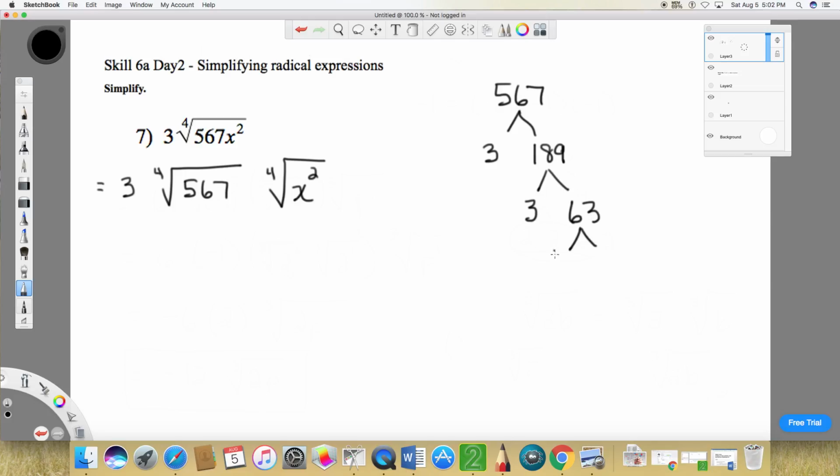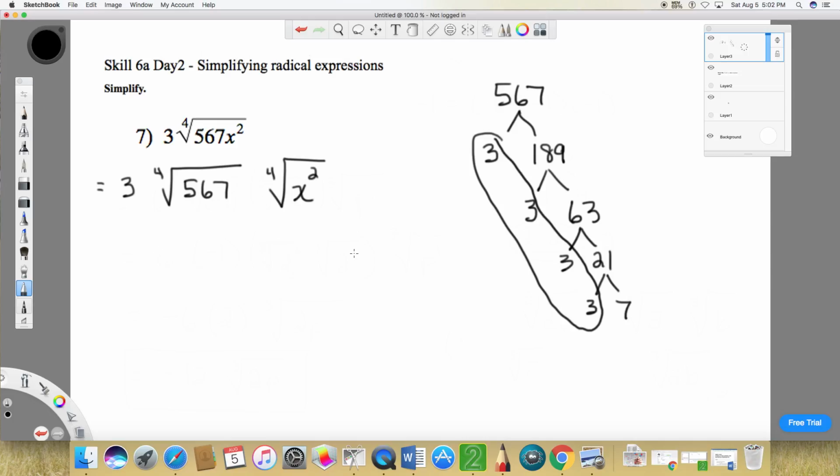Well, 63 is divisible by 3. I can see that pretty easily, 21. And 21 is divisible by 3, 3 times 7. And look there, I have 4. I have a group of 4. And that's what I'm looking for with the 4th root.